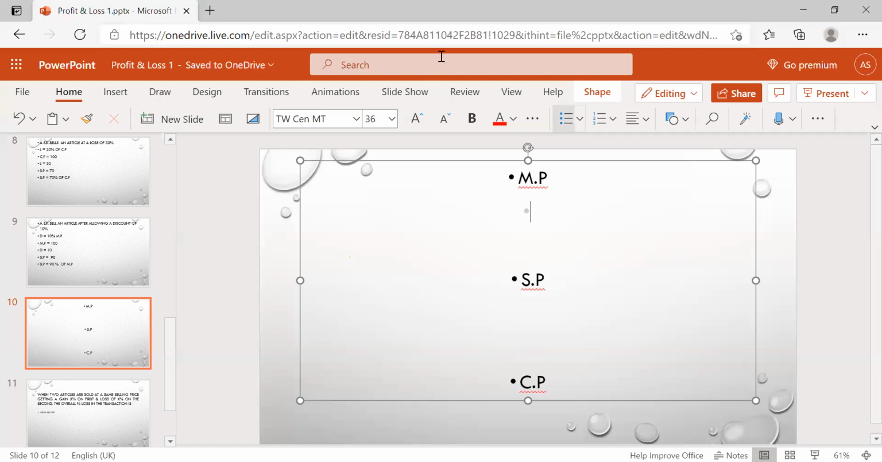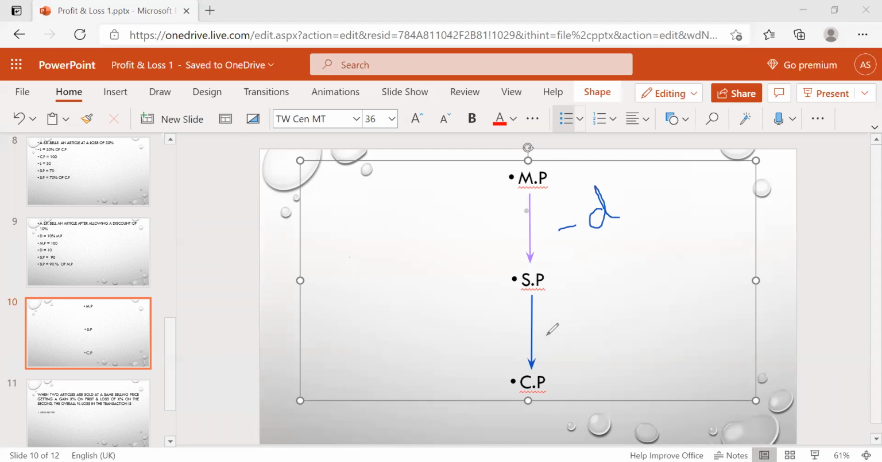See, mark price, the mark price to selling price and selling price to cost price. So what's here is nothing but discount. Mark price minus discount. Mark price minus discount will get selling price.